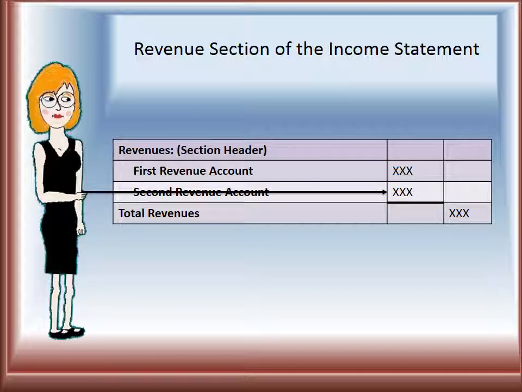Since there are only two, we will place a dark underline under the last one, denoting that we're finished, and then we'll place the title, total revenues, and we will add the two revenues together to get our total revenues, and we will place that in the right hand column. Whenever we're subtotaling, we always move those dollar amounts over to the left one column.